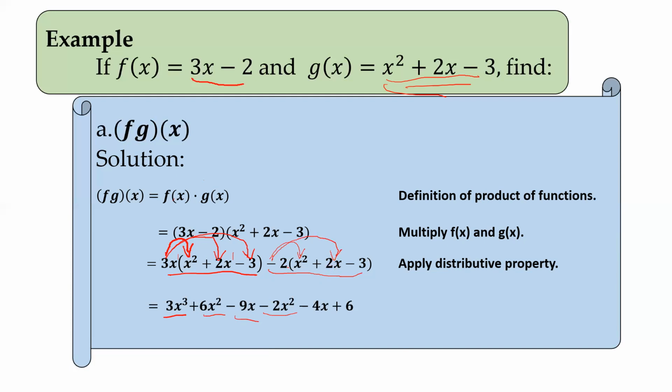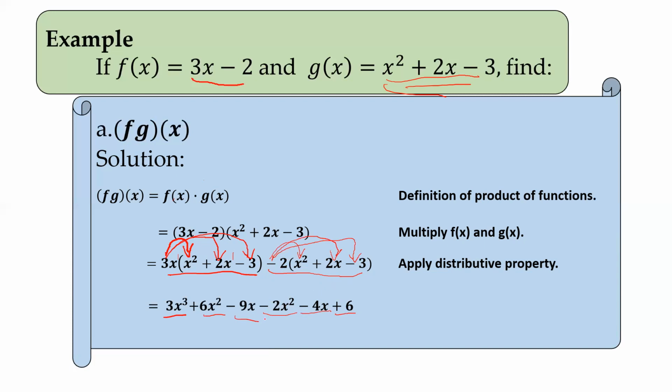Isa lang po yung x kasi walang x dito. That's why you will have negative 4x. Then, negative 2 times negative 3, that is positive 6. So, negative times negative, the result is positive. Then multiply the number 3 times 2, that is 6. So you already have the result of distributive property.